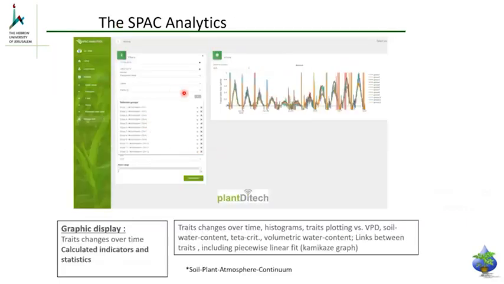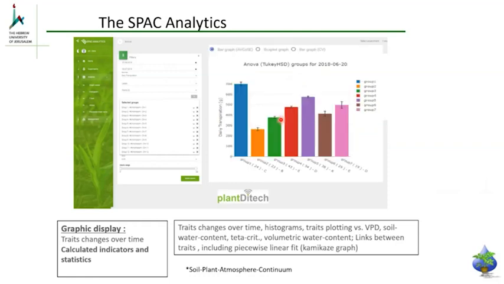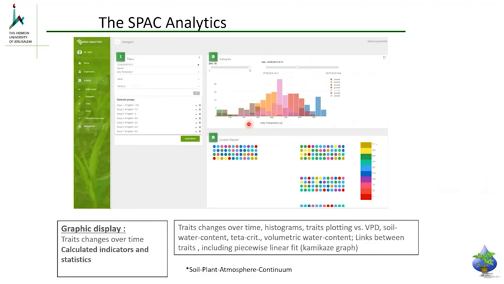We also have analytical tools where we can get the raw data, some basic statistics like ANOVA and t-tests, box plots, histograms, and also a heat map so that we can really identify each plant in the array. And if we need RNA or DNA or something like this, we can just approach the plant.